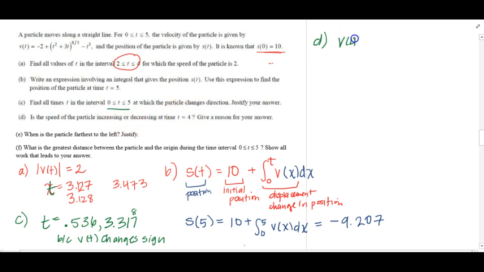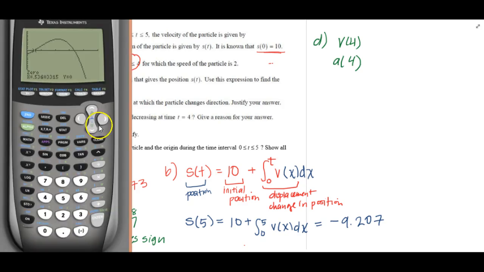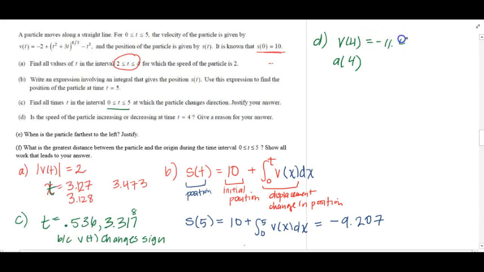So we need to analyze v of 4 and we need to analyze a of 4. But again, lucky for us, this is a calculator problem, so this isn't going to be too bad. We already have the function v stored. So v of 4 is y1 of 4. So I'm on my home screen, just plugging 4 into that velocity function. I get a negative value. So v of 4 is negative 11.475, which is less than 0.